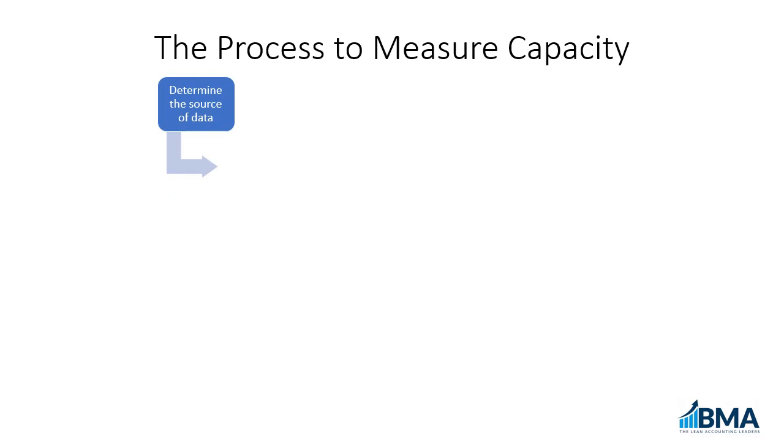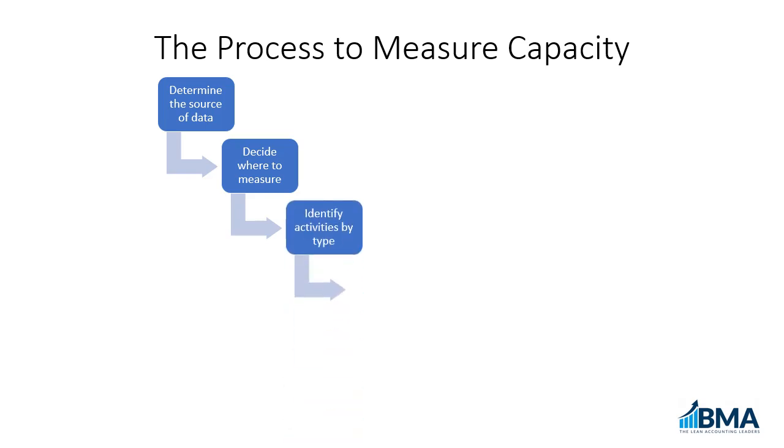The first step is you need to determine the source of the data used to measure capacity. Next, you have to decide where you're going to measure capacity. Once you've done that, then you have to look at the activities in the process and define the activities the way I just explained a few minutes ago: value add, non-value add necessary, non-value add waste.